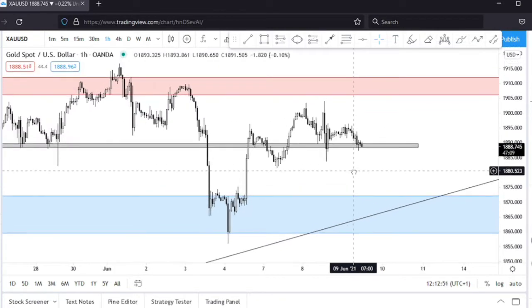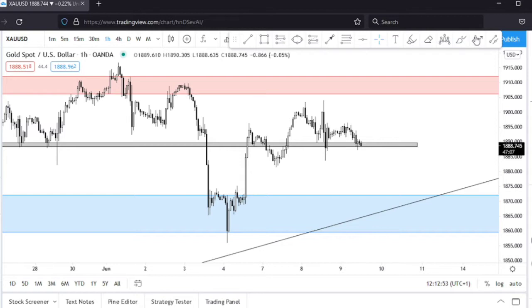So just like I was saying, it's possible that price could move from this area straight up to this resistance level, or even break this resistance level over here and continue to the upside.